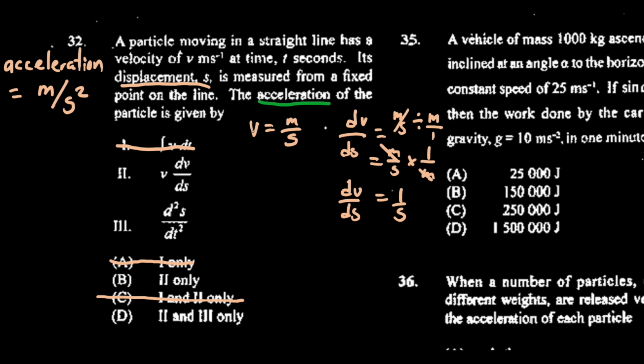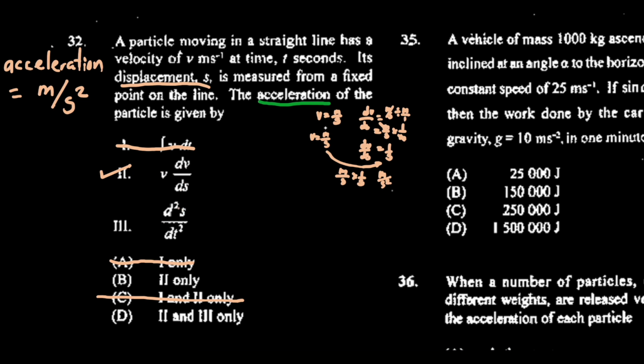And if we multiply that to velocity, which is m over s, we'll have our expression for this. So multiplying these two, we'll end up with m over s times 1 over s. And what would that leave us with? M times 1 is m, s times s is s squared, which matches with acceleration. So we know that acceleration is indeed v times dv over ds.